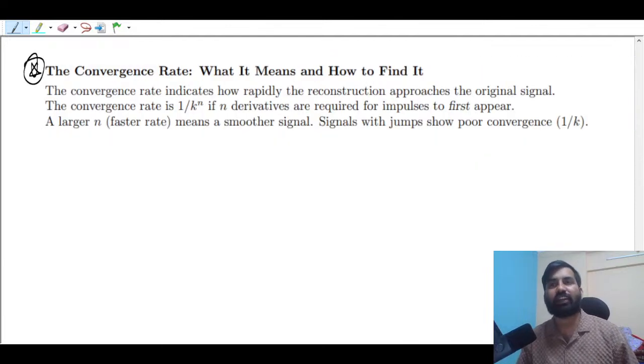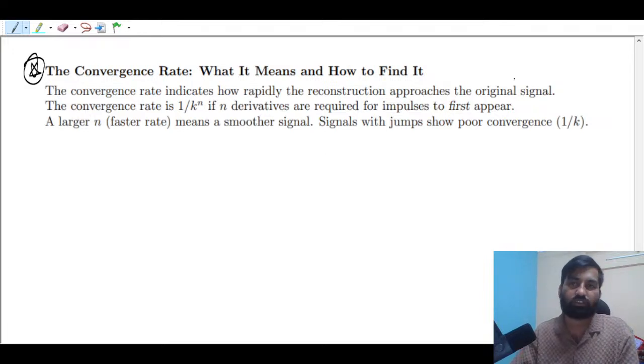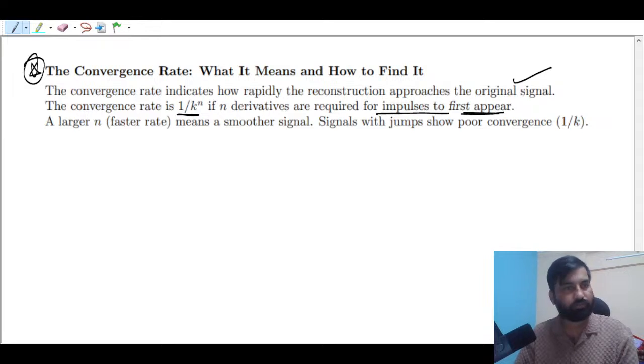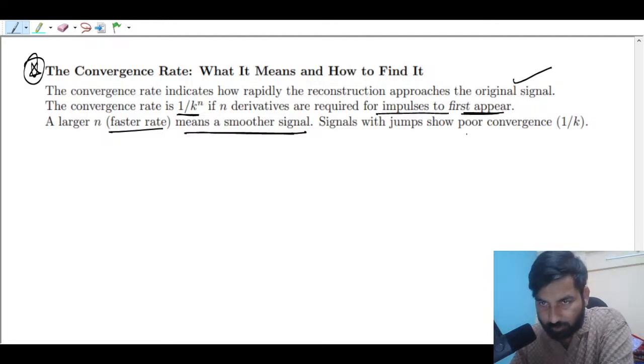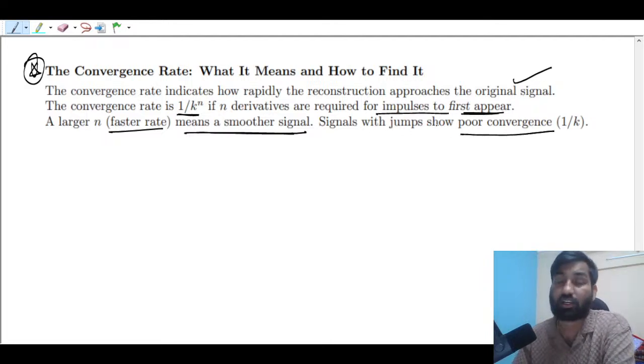So the convergence rate indicates how rapidly the reconstruction approaches the original signal, right? And the convergence rate is 1 by k to the power n if n derivatives are required for the impulse to first appear. Okay. Larger n means faster rate, means smoother signal. Okay, your signal is going to be smoother, and a signal with a jump shows poor convergence.